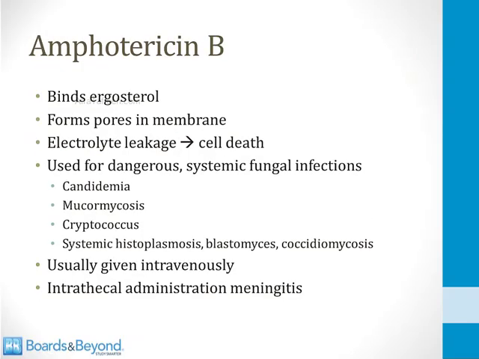differences. So the way that amphotericin B works is that it binds ergosterol, and since ergosterol is only found in fungal cell membranes, it's selectively toxic to fungi. Once amphotericin B binds ergosterol, it forms pores in the cell membranes. This leads to electrolyte leakage, and ultimately the fungal cells will die.